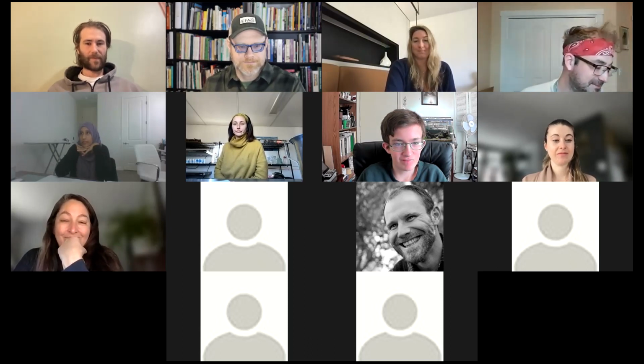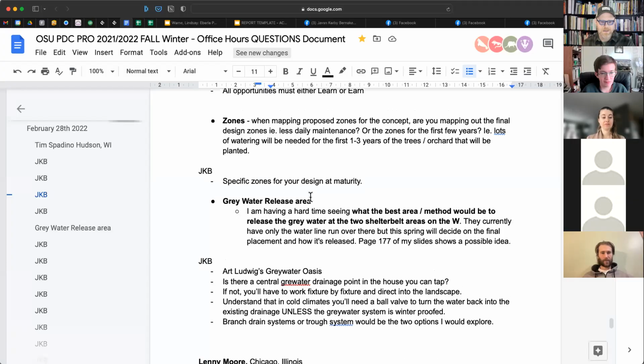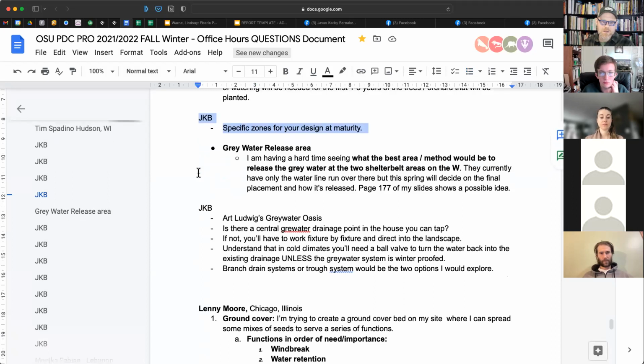Zones. So we had a question about zones here. When mapping proposed zones or the concept, are you mapping out the final zones, less maintenance, or the zones in the first few years? Lots of watering will be needed for years 1 to 3. Orchard will be planted. So usually what we'll do is specific zones for design at maturity. I could see the value though, in saying what establishment zones would look like and what you might put closer to home. I think that's a great point. So I really like that.